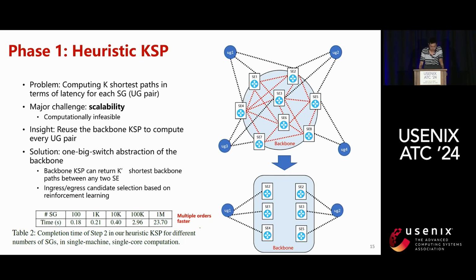Here we have the one big switch abstraction, because the idea is a UG cannot use another UG as a relay node, it will only choose the SE as the ingress or egress node. Then based on this abstraction and with the KSP in the backbone, the UG can simply search the ingress and egress, add the latency of the access segment, and compare the entire latency. Our searching method has some optimization based on reinforcement learning. Here we don't give the details.